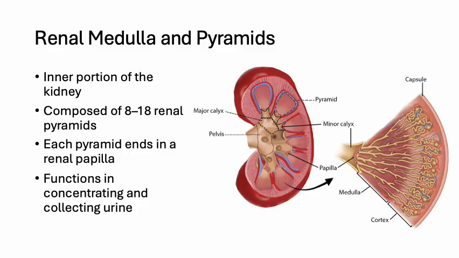Moving inward, the renal medulla consists of cone-shaped structures called renal pyramids. These pyramids appear striated due to the arrangement of collecting ducts and nephron loops.